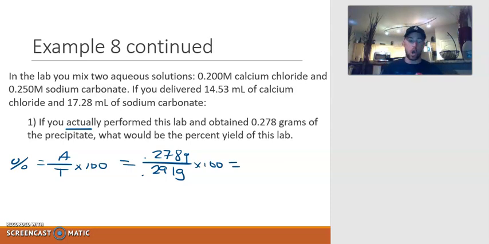Remember, percentages are dictated by significant figures, and so 0.278 and 0.291 are both 3 significant figures. And so I'm going to record my percent yield with 3 sig figs. And I end up getting what? 95.5%. That would be the percent yield for this particular reaction. Not too bad. Like I said, the closer to 100% we can get, the better. So this concludes topic 9.